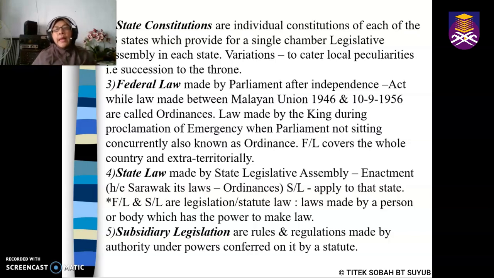Okay, so let's take an example. Perak has its own constitution, and this state constitution discusses only certain matters peculiar to that state. Most of the time, it covers the succession to the throne, who can become the Sultan, and who will become the chief minister, the Menteri Besar. That's why you can see that in certain states the provisions are different. Like Penang, the chief minister of Penang can be a non-Malay. However, in Perak, the Menteri Besar must be a Malay. Why? Because it is stated inside the state constitution.